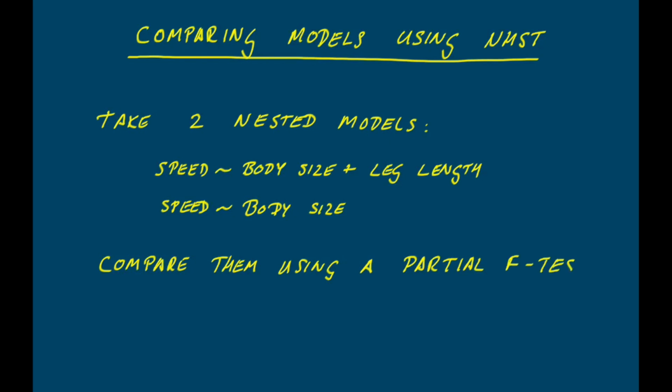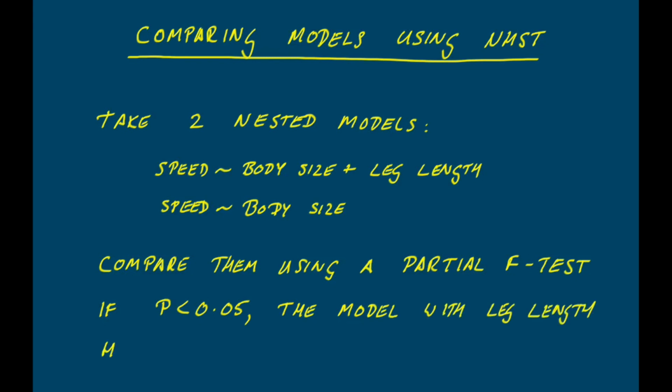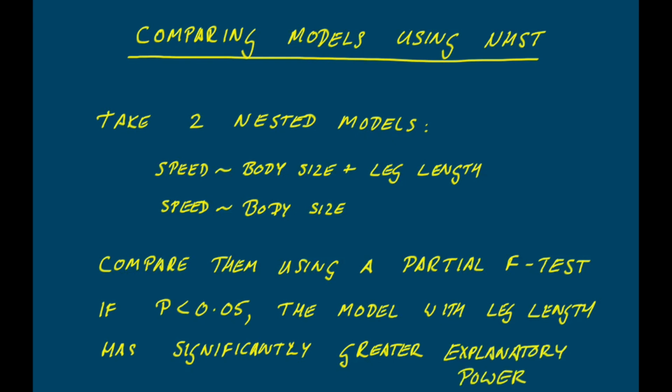If you're fitting normal linear models as opposed to generalized linear models, then a partial F-test is the appropriate test to use. If you're using generalized linear models, sometimes you might want to use a different statistical test to compare them. But for the moment, let's just think about using a partial F-test. So you compare these two models using this test called a partial F-test, and if your p-value is less than 0.05, what you would say here is that the model with leg length has greater explanatory power than the model without leg length, so your preferred model would be the model with leg length included.